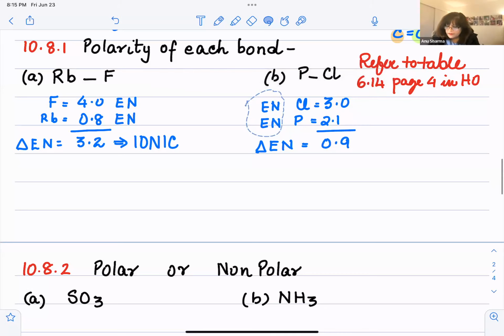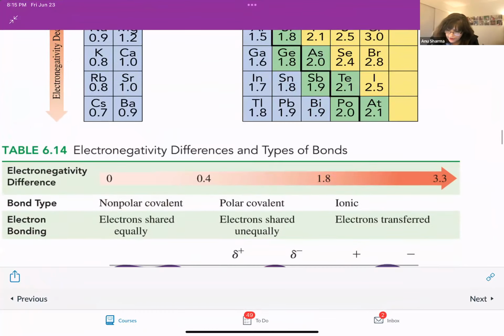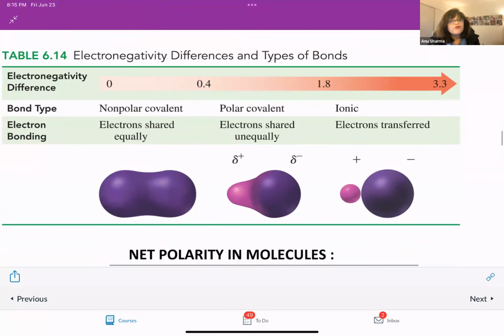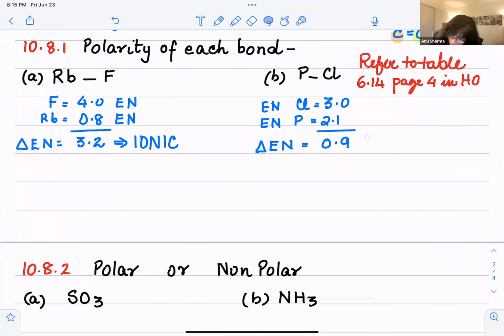So 0.9. Now look at the difference in electronegativity. When it is between 0.4 and 1.8, what is it? 0.9, so it is a polar covalent bond.